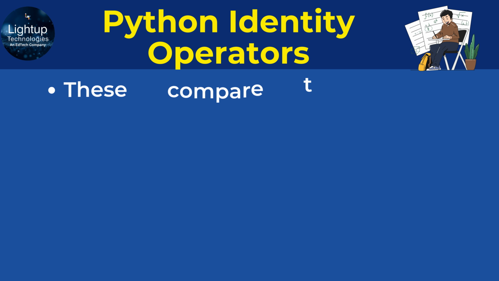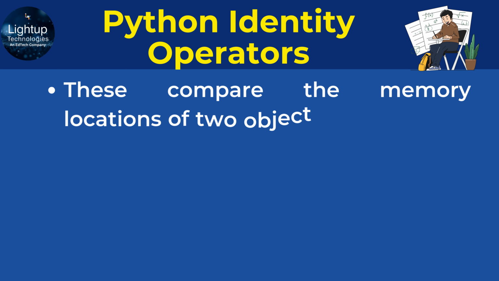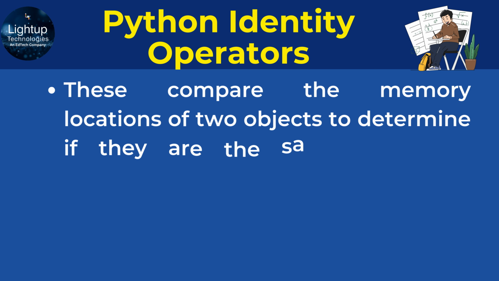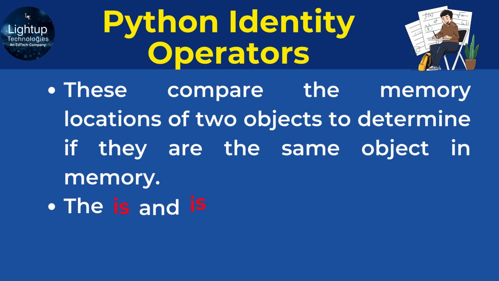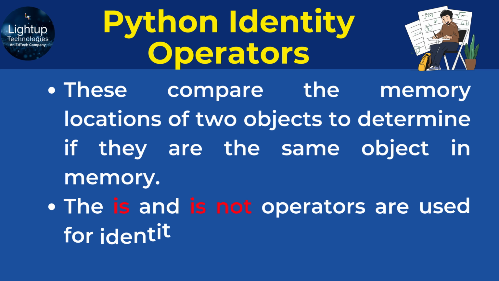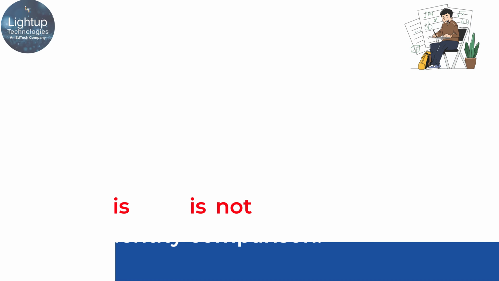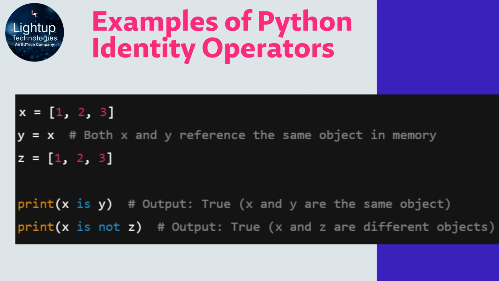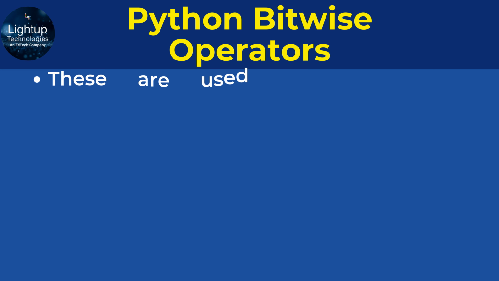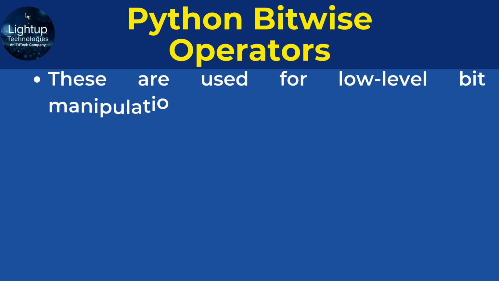Next, let's discuss identity operators. These compare the memory locations of two objects to determine if they are the same object in memory. The is and is not operators are used for identity comparison. Identity operators are helpful for checking if two variables point to the same object in memory, especially when working with mutable types like lists.